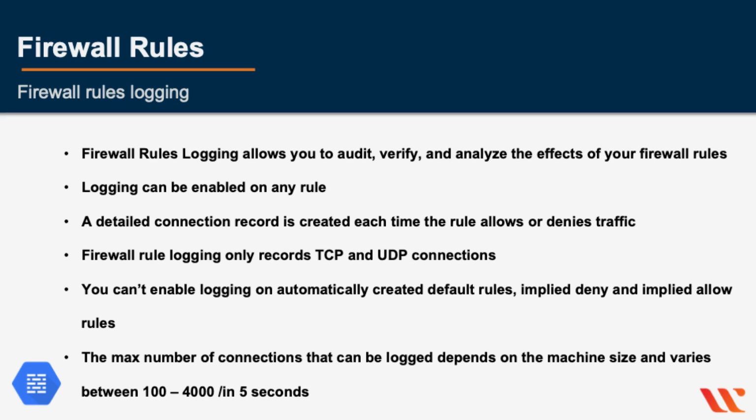The connection record contains the source and destination IP address, the protocol and ports, date and time, and a reference to the firewall rule that applied to the traffic. You can only enable firewall rules logging for rules in VPC networks. The legacy networks are not supported. They only record TCP and UDP connections. You can't enable the firewall rules logging for the implied deny and the implied allow rules. And the log entries are written from the perspective of the virtual machine instances.